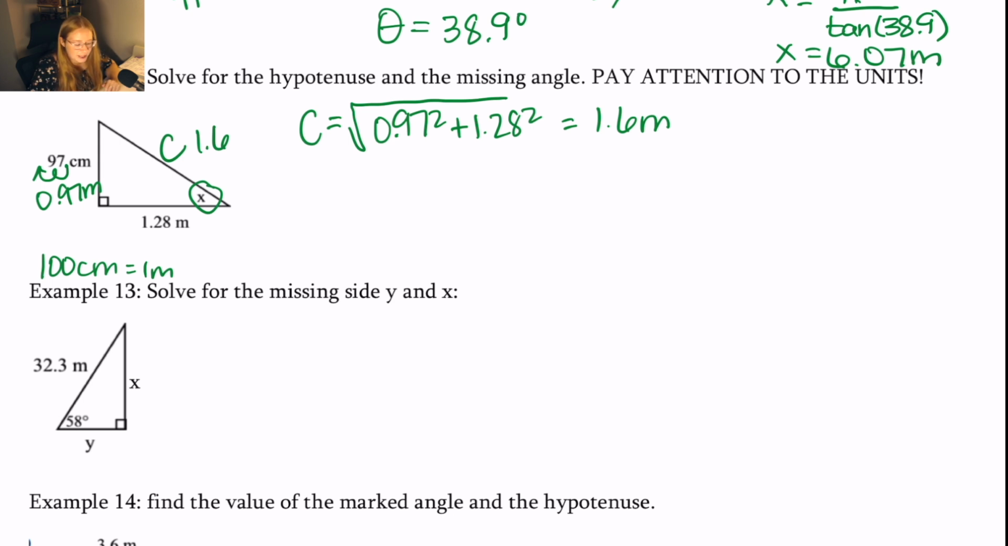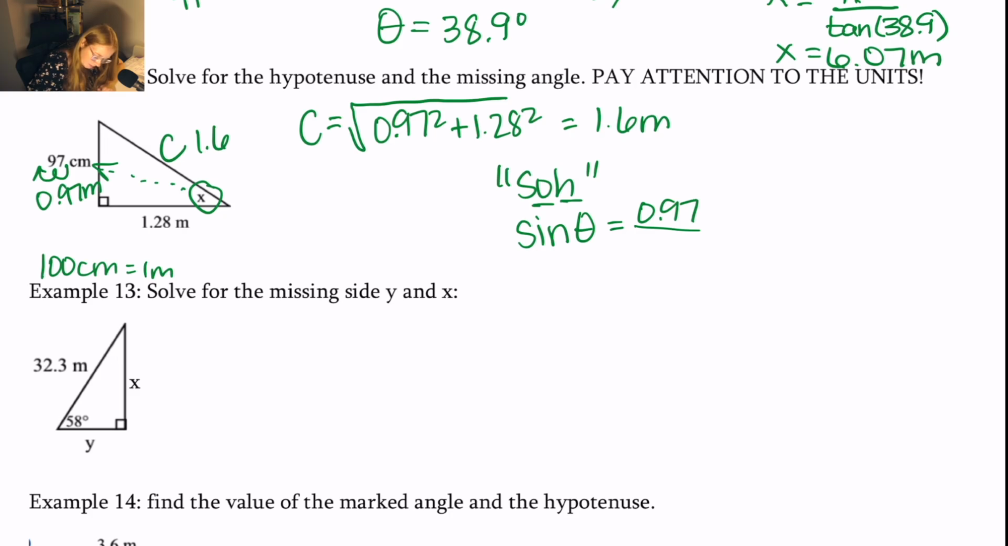And since we have all three sides, that means you could use any of the trig. You could use sine, you could use cosine or tangent. So let's just do sine. So remember, sine is SOH. So sine of the angle, which I don't know, so I'm going to put theta, is equal to opposite divided by hypotenuse. So let's figure out our opposite side. We're going to go to the angle, look across, opposite, and that's going to be our 0.97. And then the hypotenuse is what we just solved for, the 1.6 meters.